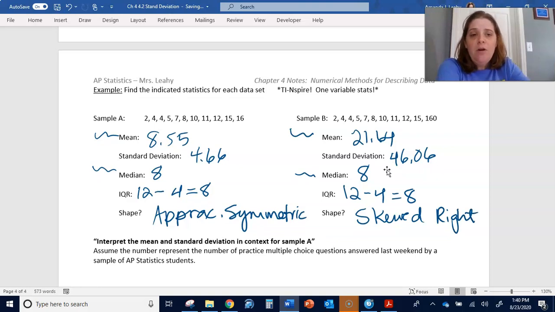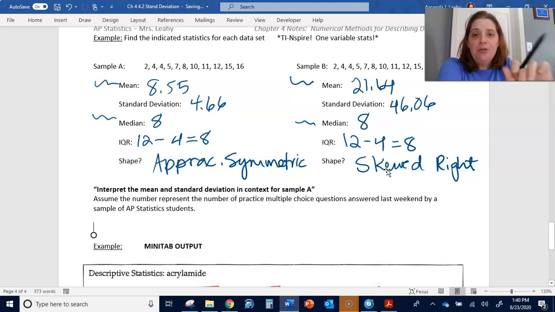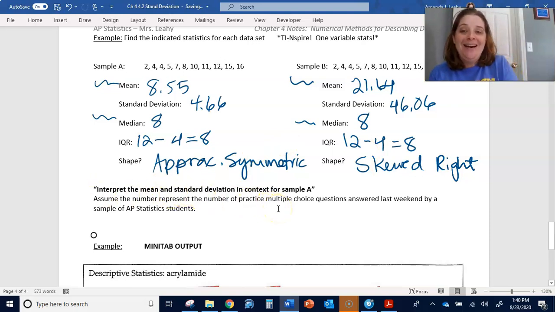Okay. Now, one of the things you're supposed to be able to do is make interpretations in context. This isn't exactly in your notes, but I want to include it in the video for the people that weren't here. So interpret the mean and the standard deviation in context for sample A. All right, and let's assume these represent the number of multiple choice practice questions answered last weekend by a sample of AP Statistics students.